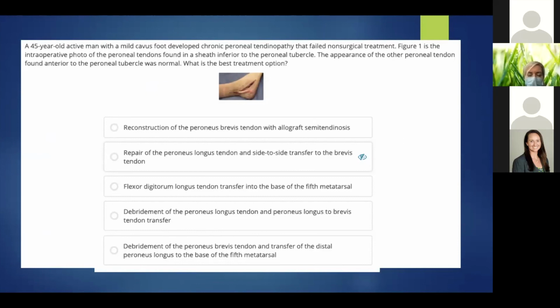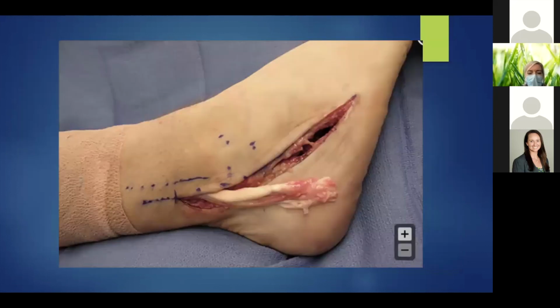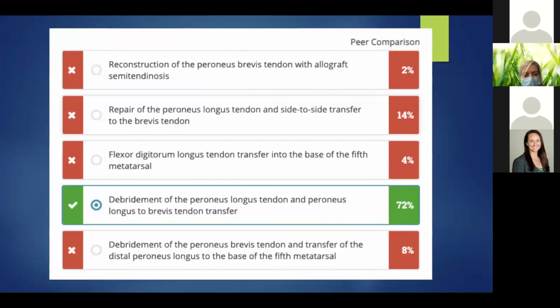And we will talk about this again. These are questions that we will go over in a second. But we would debride it and then transfer it to the brevis. Okay. Again, we'll go over this.